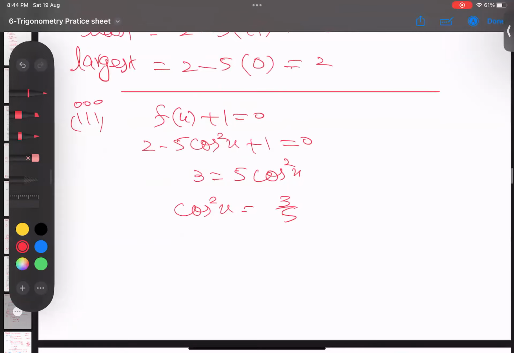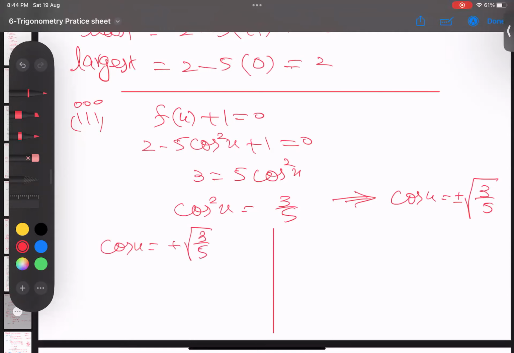Some students do mistake. They don't take a root. If I take a root of this, it becomes not 3 over 5 root. Sorry, plus and minus compulsory. So it means I will go now for 2 answers. One for positive root 3 over 5, and one time I'll go for negative root 3 by 5. So I believe all people understanding what is going on.